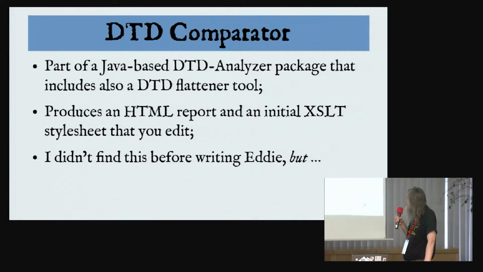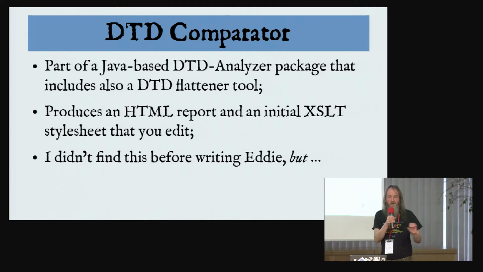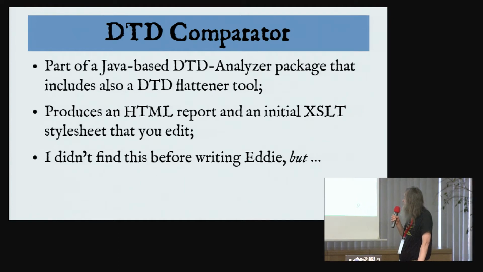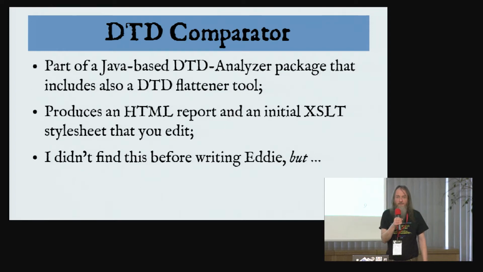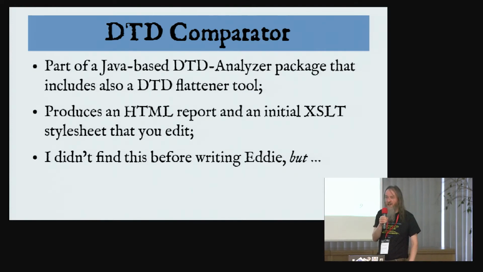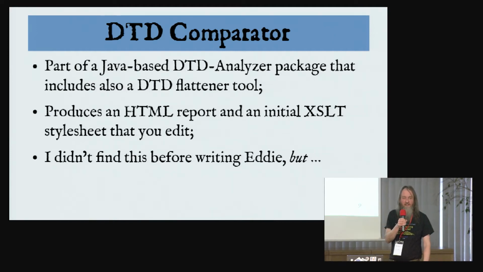DTD Comparator produces an HTML report that uses HTML tables to show you the difference between DTDs. And it gives an initial XSLT style sheet that you edit. Now, I'm actually glad I didn't find this before writing my own tool. Comparator was a sufficiently unlikely search term that I didn't find it. I was looking for a DTD Hattener, and I got to the web page and said, oh, it does comparisons.